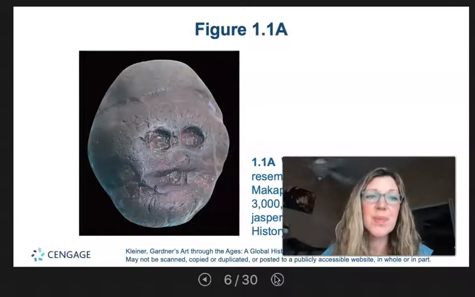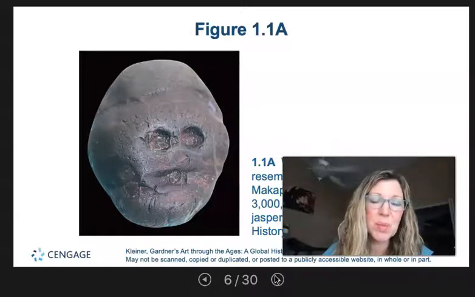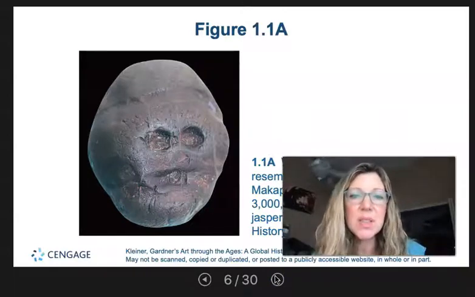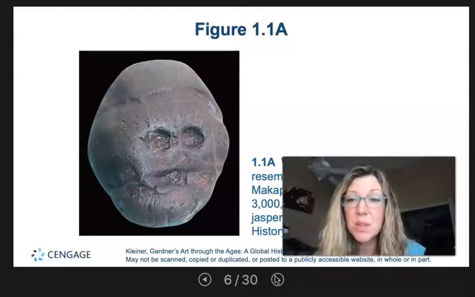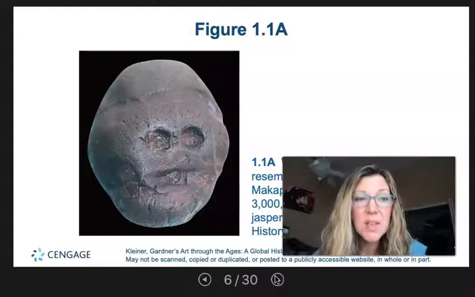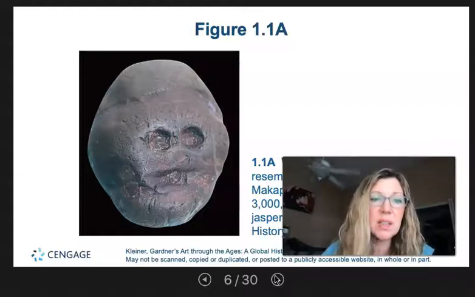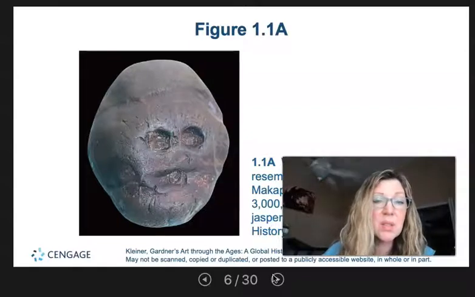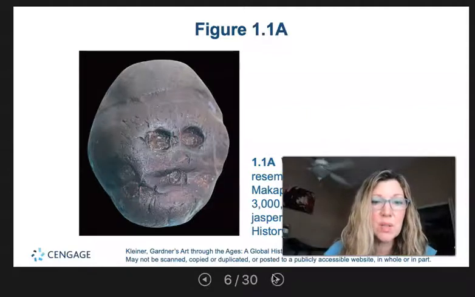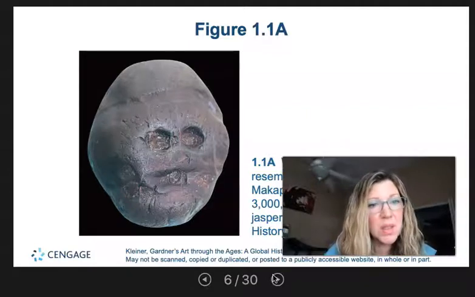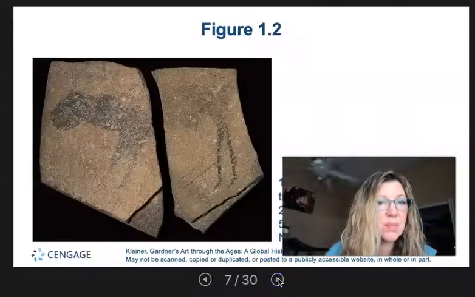So this water-worn pebble, no one can really say that this is an artwork, because it could have been created naturally, but it does appear to have been manipulated, and it is 3 million years old, 3 million years BCE, so before our year 0. That's quite a long time ago. People still talk about it, though.